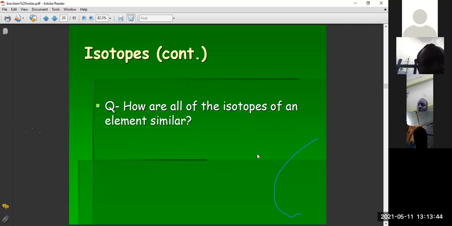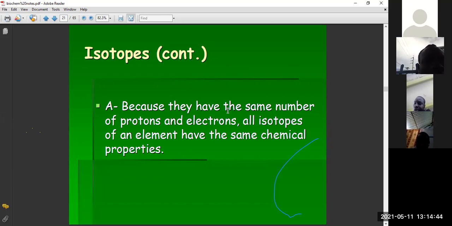Here's a question. Before we answer it, I wanted to see if any of us understands this. How are all the isotopes of an element similar? Yes, someone wanted to give us an answer. They have the same number of protons. Interesting. Thank you. So because they have the same number of protons and electrons. Thank you very much. Remember, we said the number of protons is equal to the number of electrons.